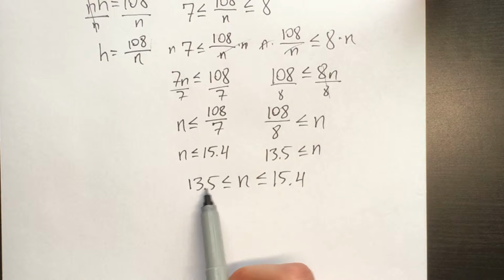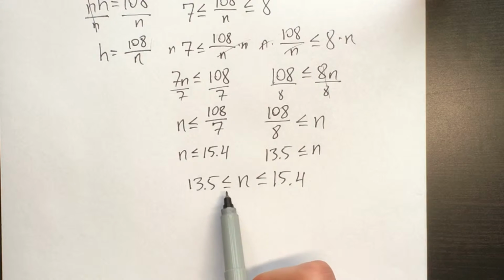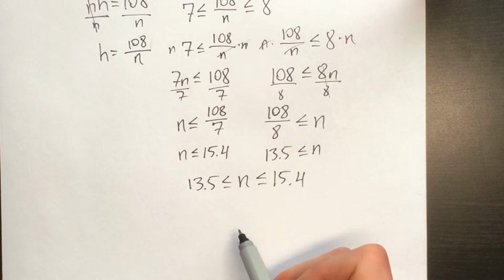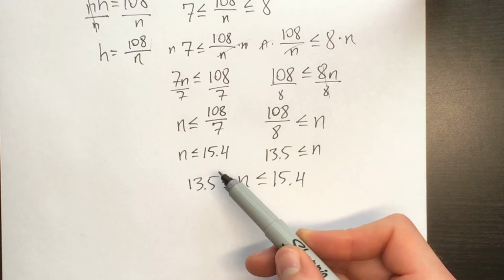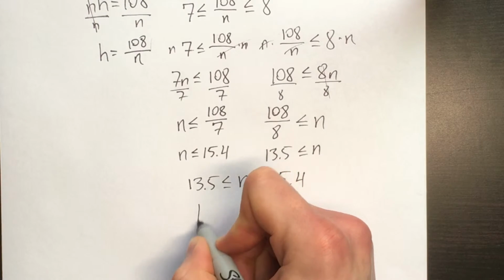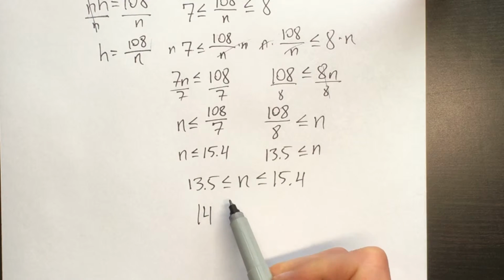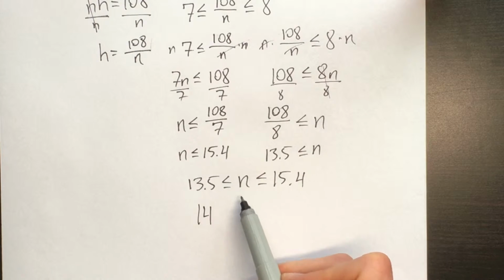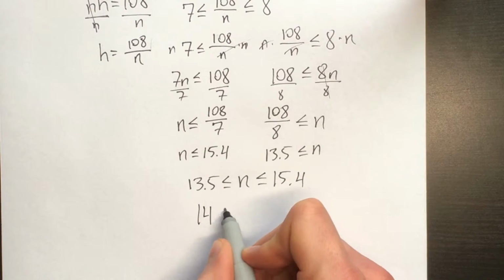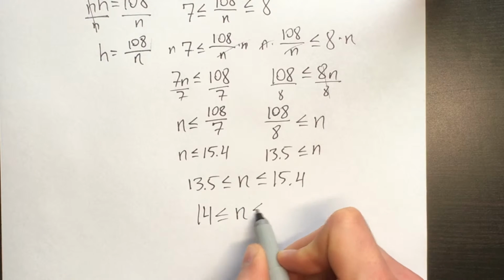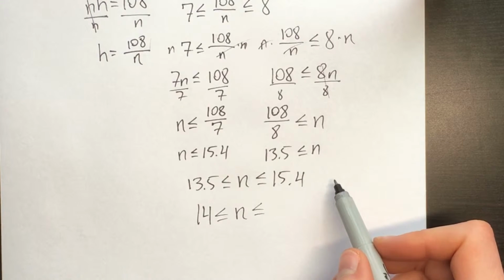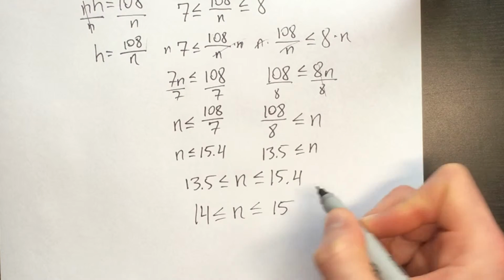Well, we're told that we cannot have less than 13.5. So we can't make 13 stairs. But what is a whole number, an integer, that is greater than 13.5? 14. So realistically, this means that we can have 14 stairs for n, because that would be between these two numbers. Can we have 15.4? No. Can we have 16? No, because that's too big. So we go down to 15.